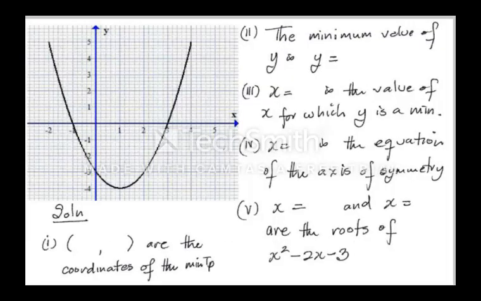First of all, right here is the lowest point on the graph. The lowest point on the graph is the minimum turning point. The x coordinate here is 1, and the y coordinate is -4. So (1, -4) are the coordinates of the minimum turning point.